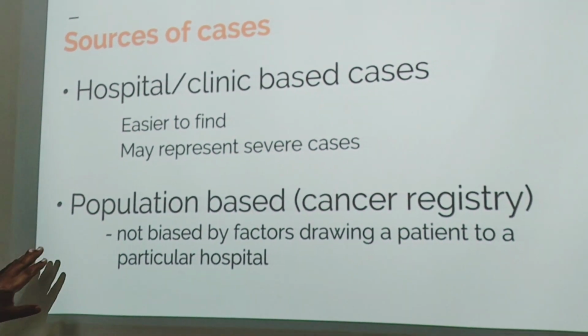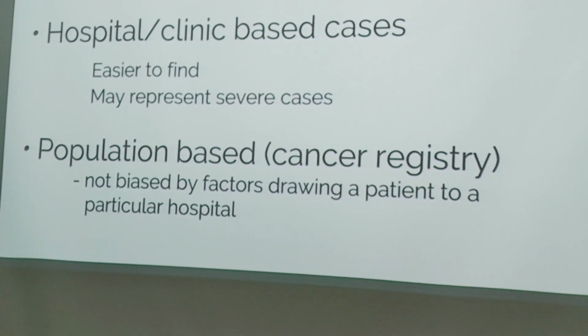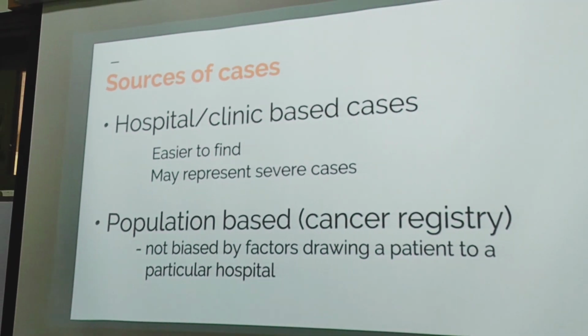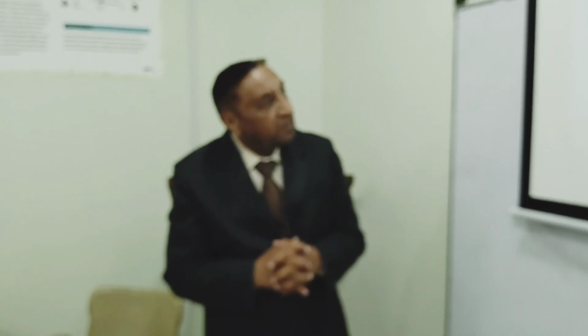Next. On sources of cases, I have already told that they should be population based, not biased by factors drawing patients to a particular hospital. So the study should be mostly population based, or based on the same population. Hospital or clinic based cases are easier to find but may represent severe cases. This is a weakness, because in a hospital you will have only very severe or very sick people, while other people with the same disease may be in the population. Next.